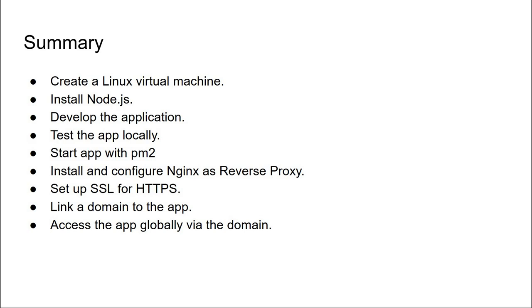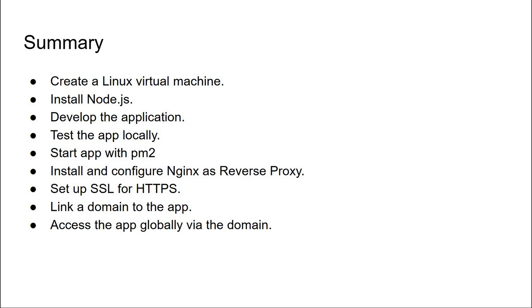First, we'll create a Linux virtual machine in Google Cloud. Then we'll install Node.js and all the dependencies. We'll create our application and run it locally. Then we start that app with PM2. I'll explain what PM2 is later when we are working with PM2 in this video.